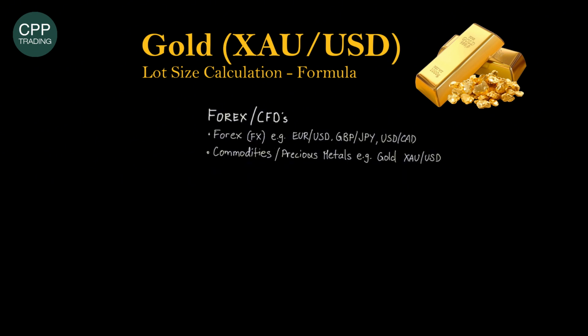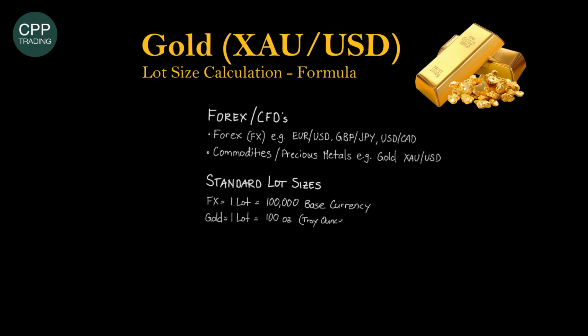So first we need to understand what a lot size is, specifically a standard lot. There's a difference between the currency pairs and commodities. For the currency pairs, one lot is 100,000 of the base currency. For gold, one lot is 100 ounces, specifically a troy ounce, whereas one troy ounce is exactly 31.1034768 grams. You don't have to know this, but it doesn't hurt to know it.